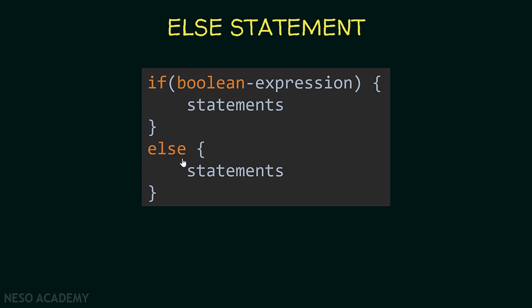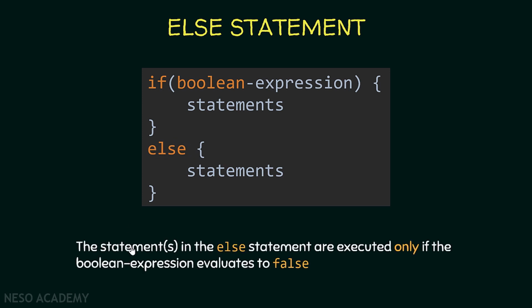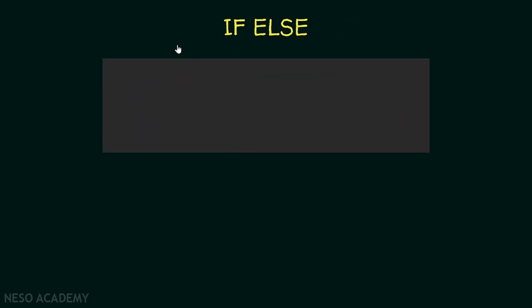Now, what does the else statement do exactly? The statement or the statements in the else statement are executed only if the Boolean expression evaluates to false. So now we can do the following. If this expression over here is true, we will execute these statements. And if it is not true, we will execute the statements inside the else, alright? So let's see an example.